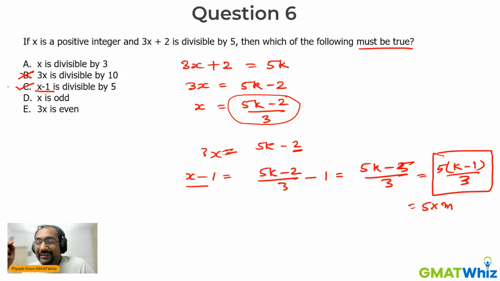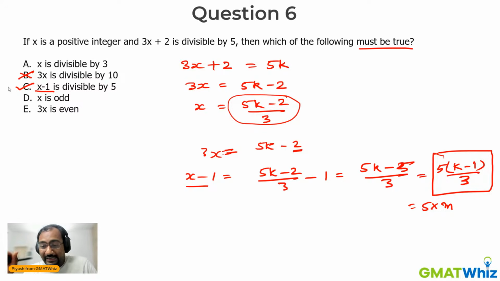And the moment you get one thing as true, you don't need to check any further, because you know it's a multiple choice question and there's only one correct answer. So you don't have to check for x is odd, x is 3, x is even, any of that at all. You can just eliminate them right off the bat. So x minus 1 is divisible by 5. I hope all of you are clear with this point.